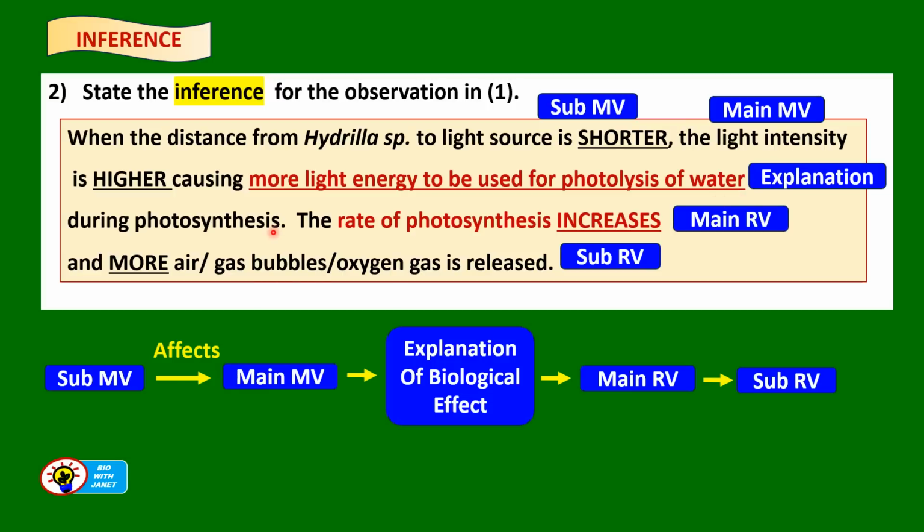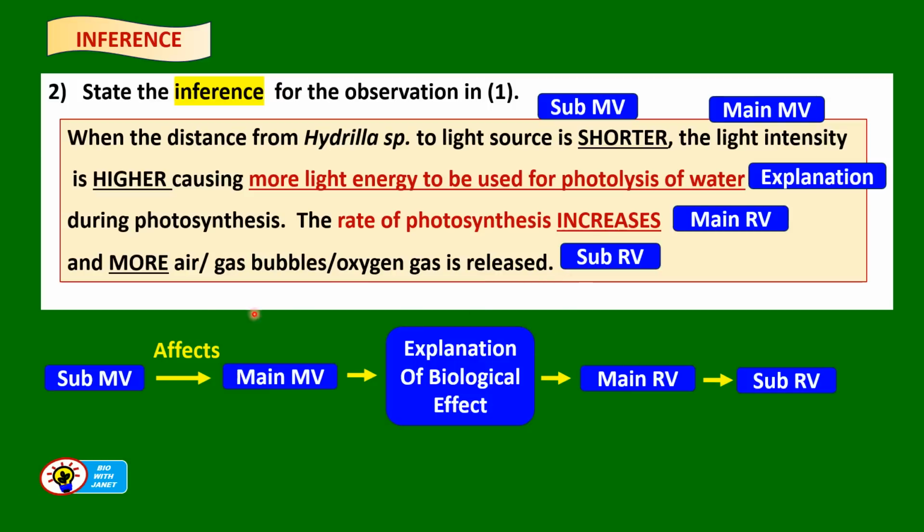All right. So more water molecules will be broken up into hydrogen ions and hydroxyl ions, right? Then the process of photosynthesis will increase, right? So this will increase the rate of photosynthesis. So this is your main RV. See, main MV affects main RV. The rate of photosynthesis increases, all right? And finally, that's why when we do this experiment, at 10 cm, you will see that the number of gas bubbles released is more. So more air bubbles or oxygen gas is released.